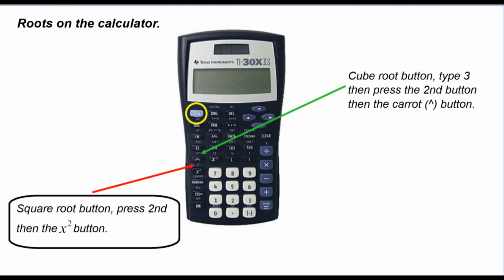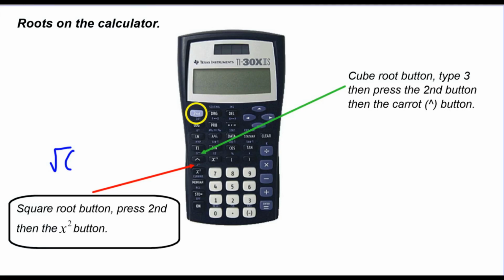Well, we can actually use the calculator to find roots. Calculating roots and cube roots by hand can be very time-consuming and tedious. So just know that on these calculators, we can do that. So on the left here, the square root button is found just above the x squared button. So you have to press the second button and then press the x squared button, and that will get you the radical, and that will pop up on your screen, and it'll look like that. And you can type whatever you need in the parentheses there to find the square root.